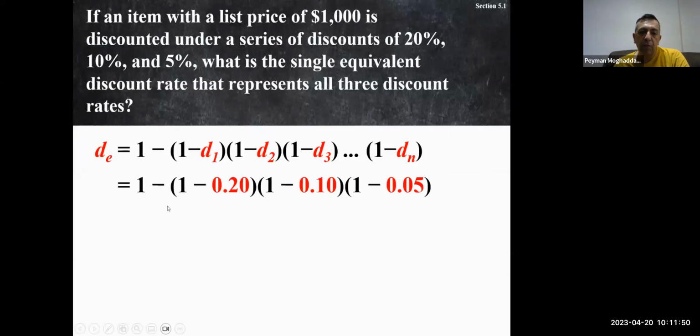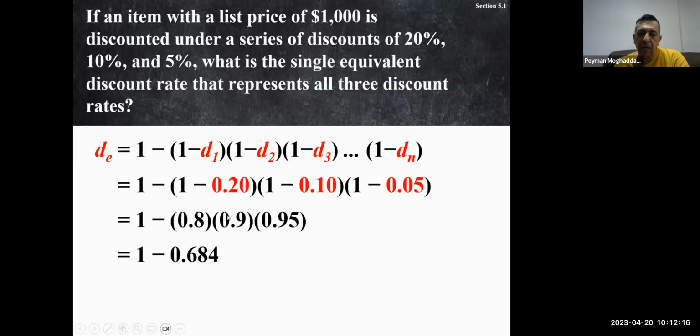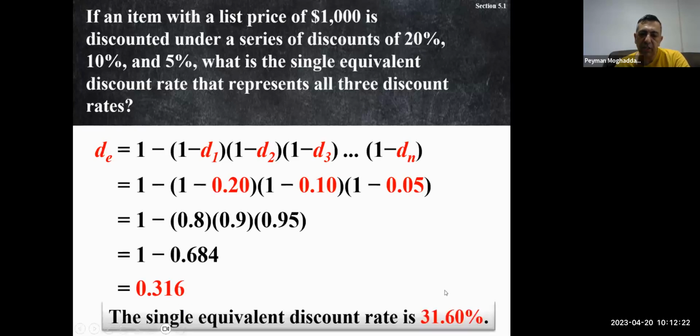So just put it there. It's going to be 1 minus D1, which is 20%, 0.20, right? 1 minus D2, which is 10%, 0.10. And the last one, 1 minus 5%, which is 1 minus 0.05. Okay, so that's going to be the equation. Now you put the numbers in, and you find the single equivalent trade discount, which is going to be 31.6%. Okay.